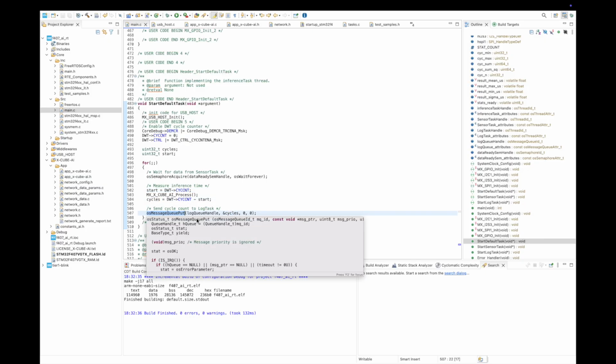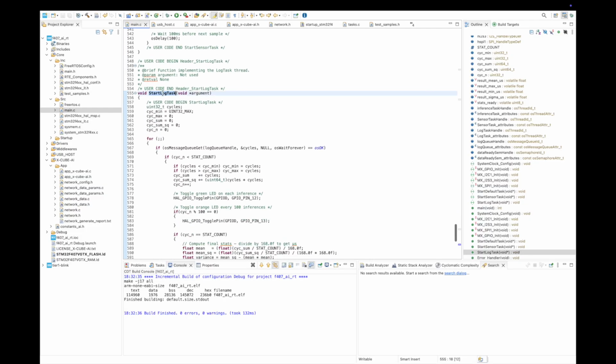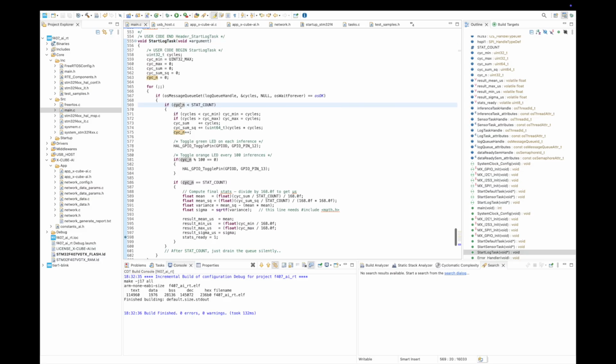The third task is the logging task at the lowest priority. It collects all the cycle counts and keeps running statistics: minimum, maximum, and everything needed to compute the average and standard deviation across 1,000 runs.